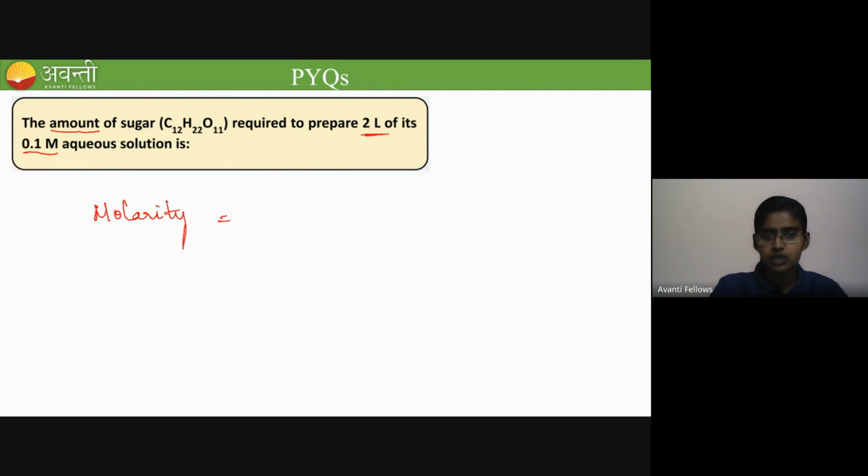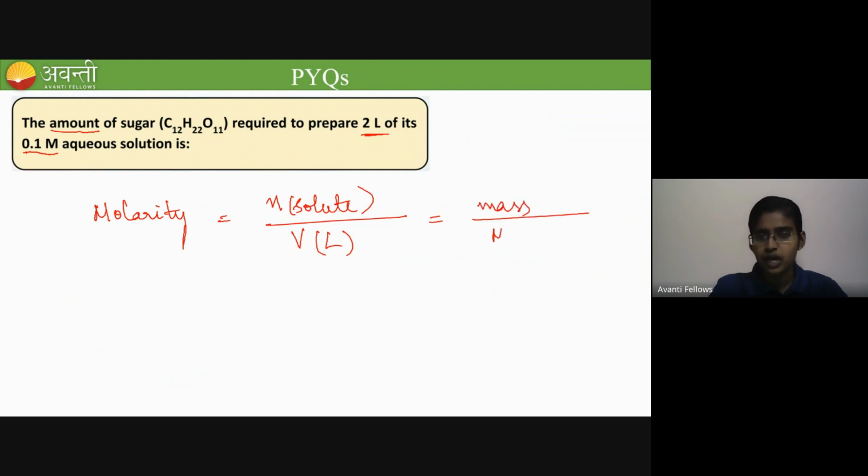Molarity is equal to the number of moles of solute divided by the volume of solution in liter. Number of moles is equal to mass by molar mass, and volume is already there. Okay. So now the mass is what we have to find out. Mass is not given. So this is what we have to find out. So this is the amount. Mass is the amount that we need to find out. Okay, molarity is given.